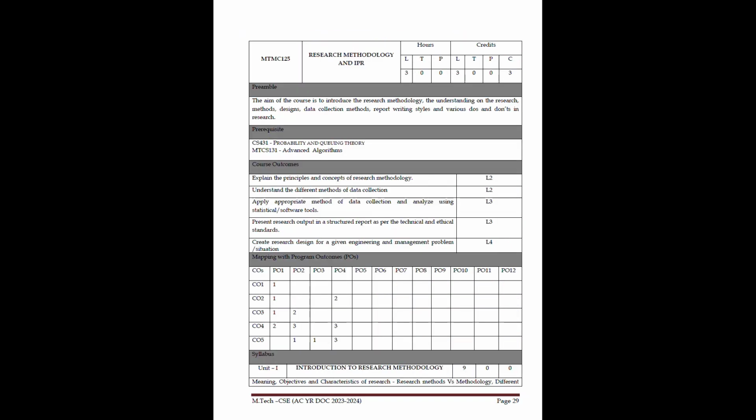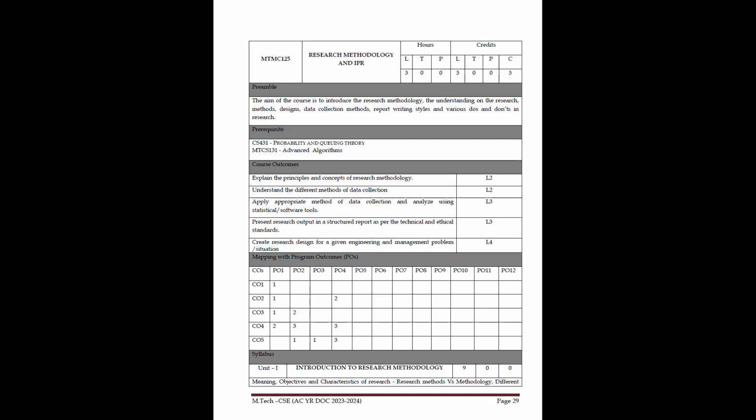The first subject, which is a core subject here, is Research Methodology and IPR, MTMC 125. In this course, you will have different units. The course can have 5 to 6 units, but till the mid-semester exam, about 3 units will be asked. After that, the remaining portions will be asked for the end semester exam.